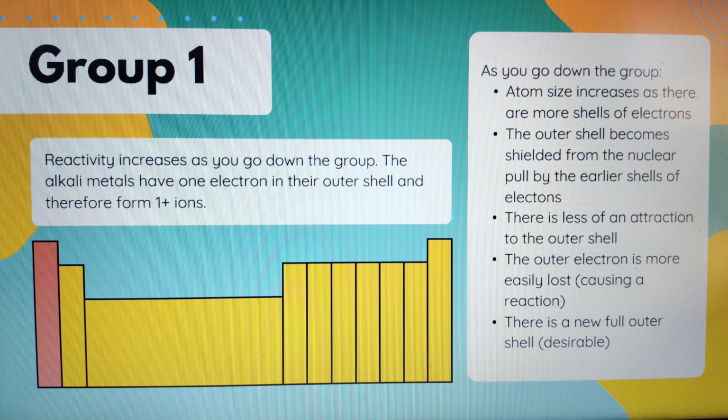Okay, so reactivity increases as you go down the group. The alkali metals have one electron in their outermost shell, therefore they are +1 ions. That means their plus means they are cations. Remember this very well. Plus means cations, minus means anions. As you go down the group, the atomic size, as there are more shells, definitely increases. The atomic size increases as we go down the group because there is a shell that is getting added again and again.